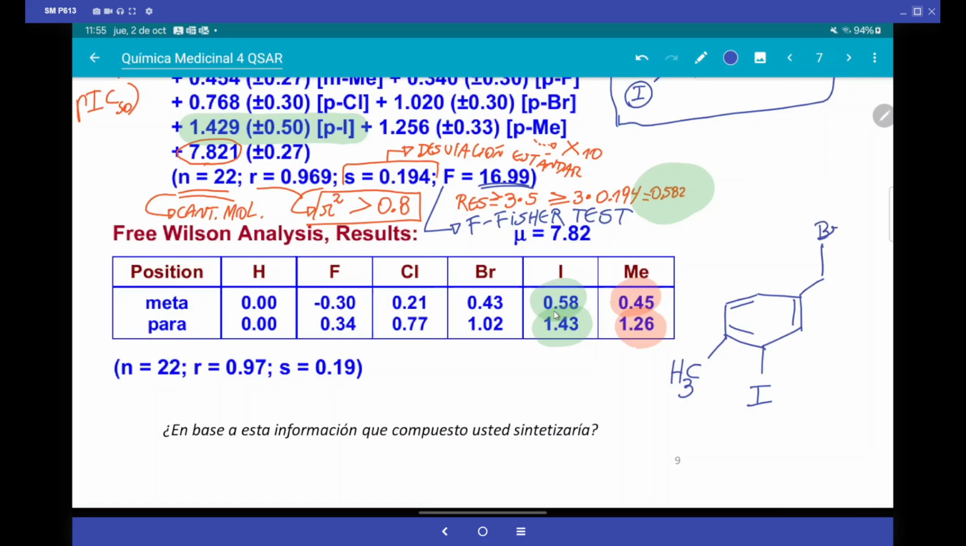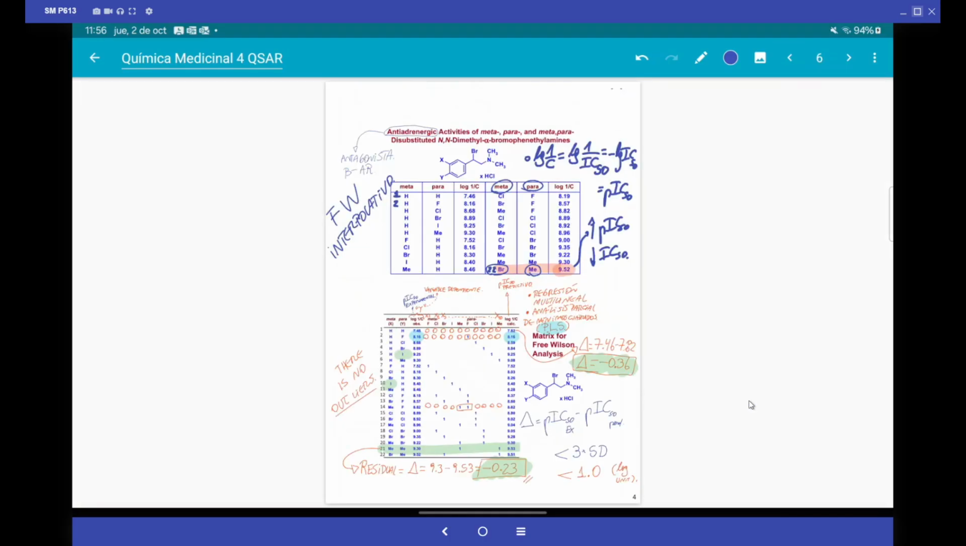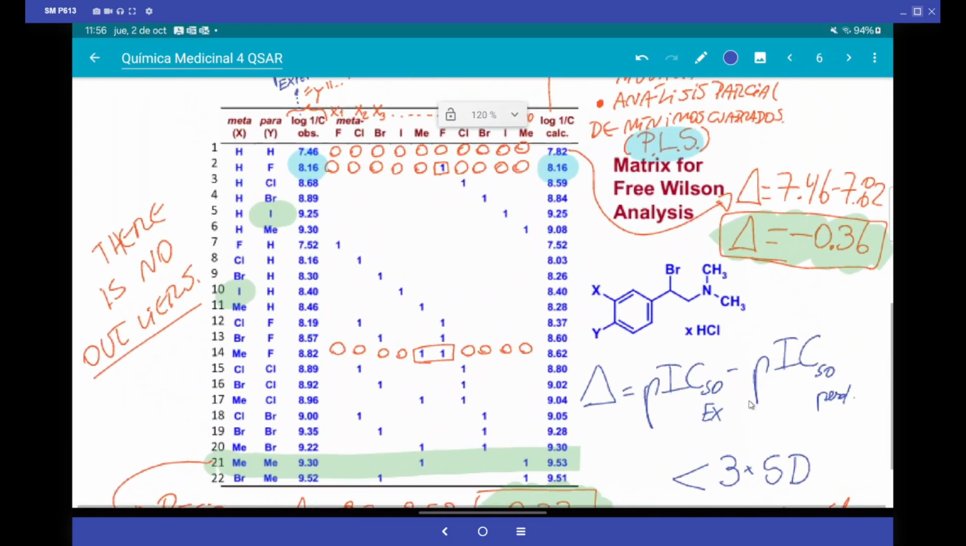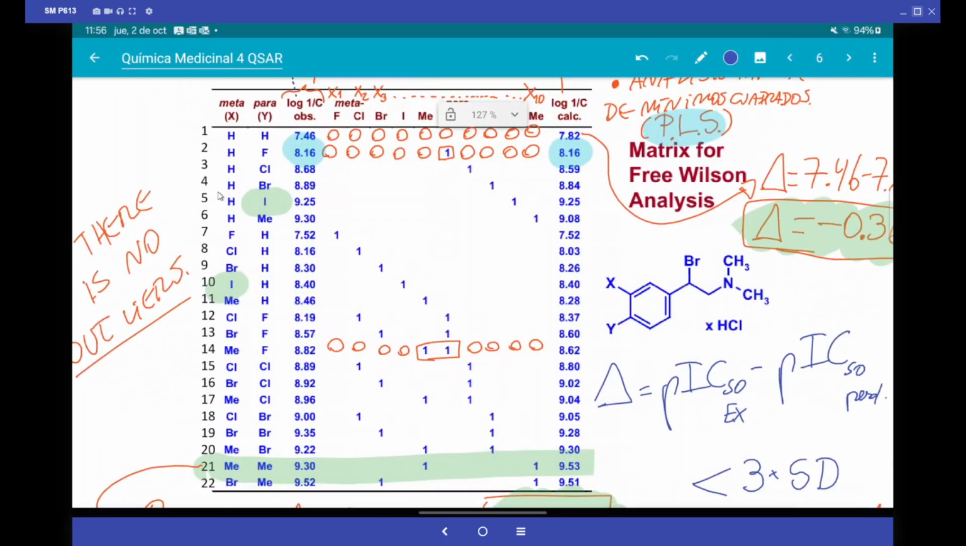And the rest. This would be another molecule proposed. The question is, this molecule was on the table. Our 22 molecules, we return to the table. Here are all the fragments then. It was methyl in para, OK, then methyl in para.